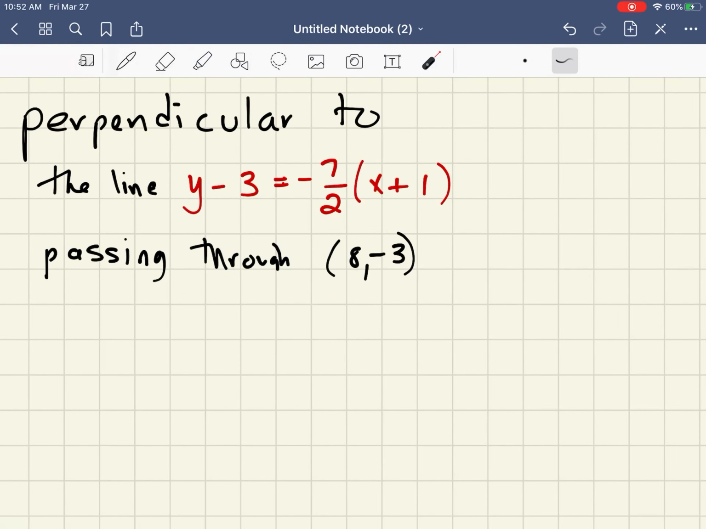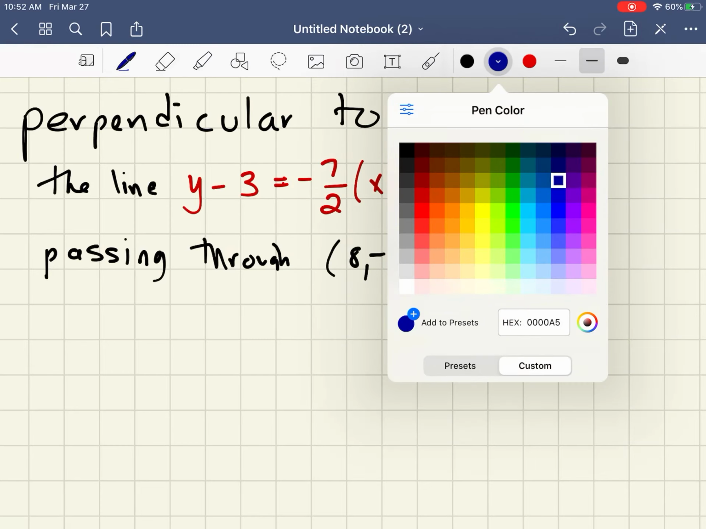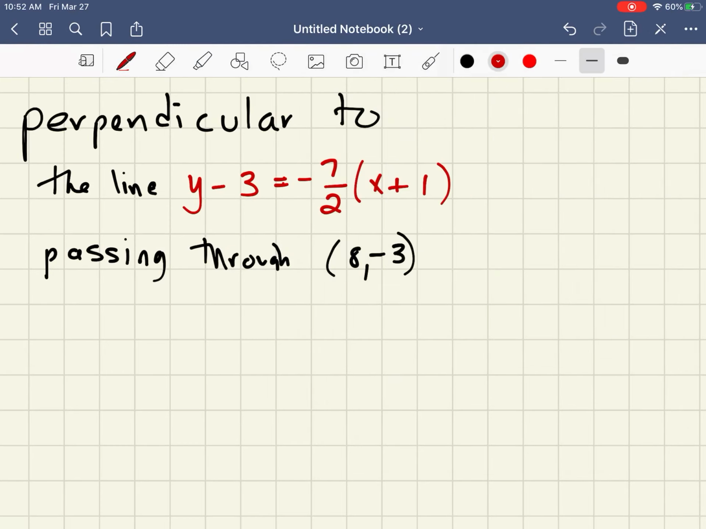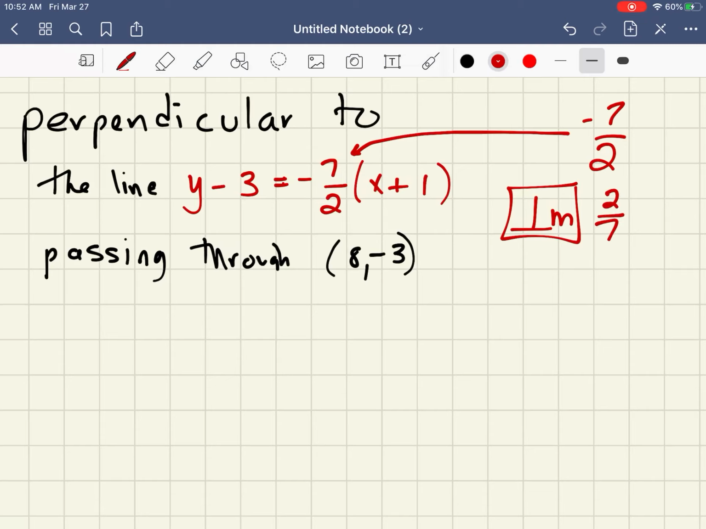Now for a perpendicular. First, we need to identify the slope of the given situation. The given situation is in point slope form, and the slope is negative 7 over 2. For a perpendicular line, I need to take the opposite, so it's going to change from negative to positive, and the reciprocal, which is 2 over 7. So my slope of this perpendicular line is 2 over 7.